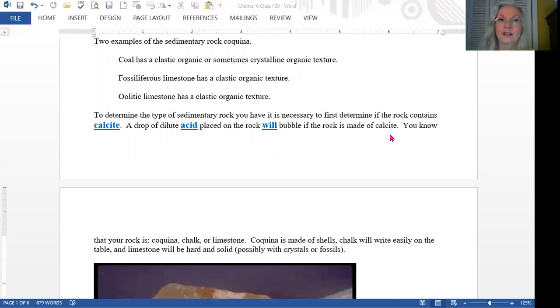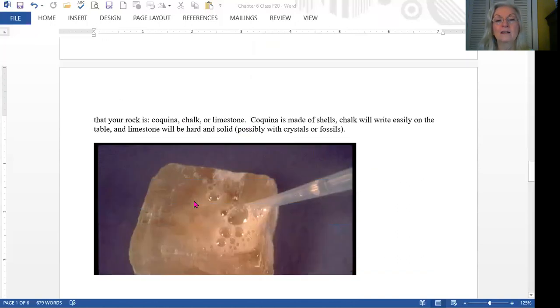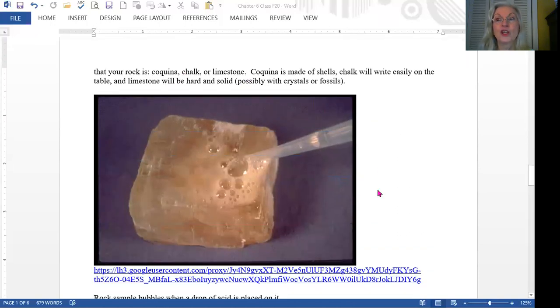Limestone has calcite in it. Chalk has calcite in it. Coquina would have calcite in it. Now, of these three, the only one you're going to test with the acid is the limestone. You will not be putting acid on my chalk or my coquina. All right, you will not do that, only on things you suspect of being limestone. We have better ways to tell chalk and coquina from other materials.